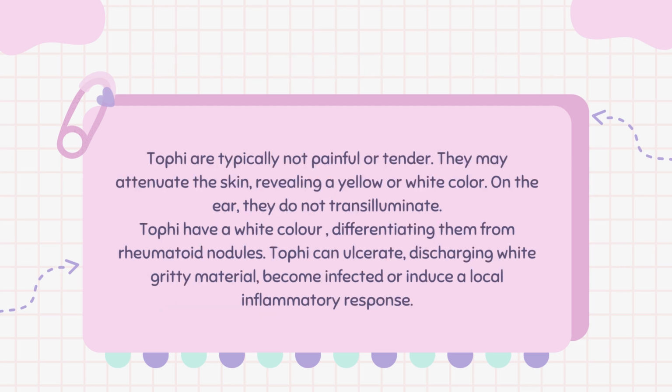Tophi are typically not painful or tender. They may attenuate the skin, revealing a yellow or white color. On the ear, they do not transilluminate. Tophi have a white color, differentiating them from rheumatoid nodules. Tophi can ulcerate, discharging white gritty material, become infected or induce a local inflammatory response.